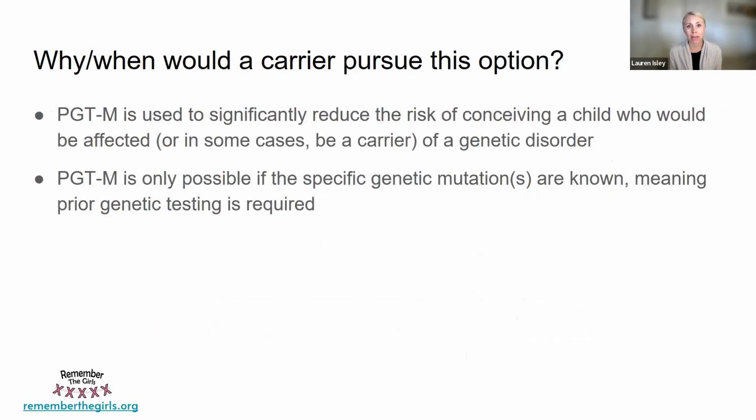So why and when would a carrier for an X-linked condition pursue this option? PGT-M can be used to significantly reduce the risk of conceiving a child who would be affected with that particular condition, or in some cases just be a carrier of a genetic condition. Just note that PGT-M is only possible if the specific genetic variant or mutation is known within that patient or within that family, meaning prior genetic testing on that patient undergoing IVF with PGT is necessary.